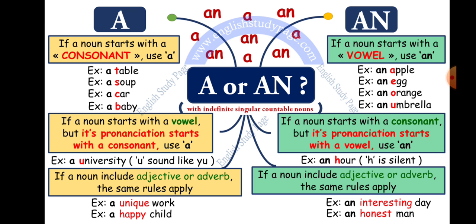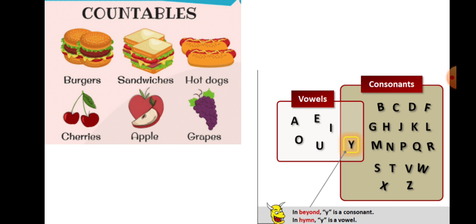Now the third function is that if a noun includes an adjective or adverb, the same rule applies, like a unique work, a happy child. If a noun includes an adjective or adverb, the same rule of consonant and vowel sound applies. An interesting day, an honest man. So this was a quick revision of the functions of articles. I believe that you understand what it says.